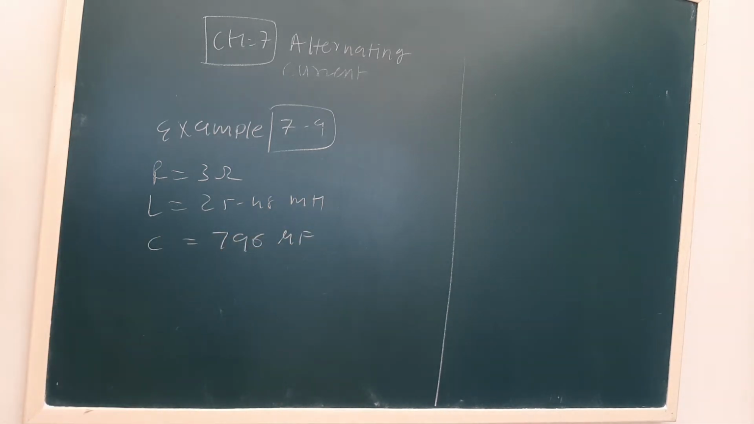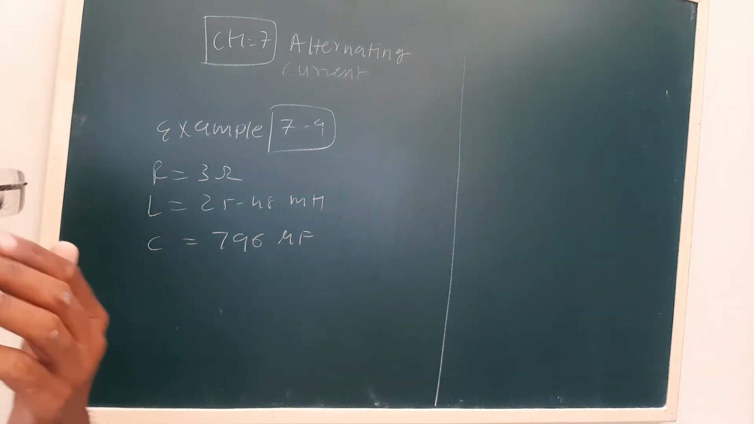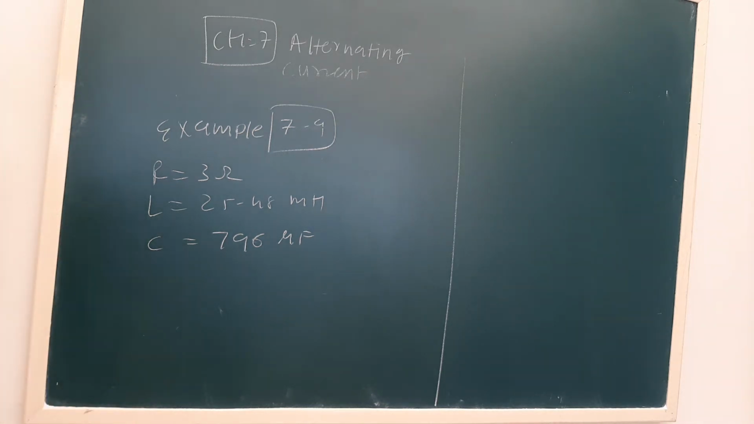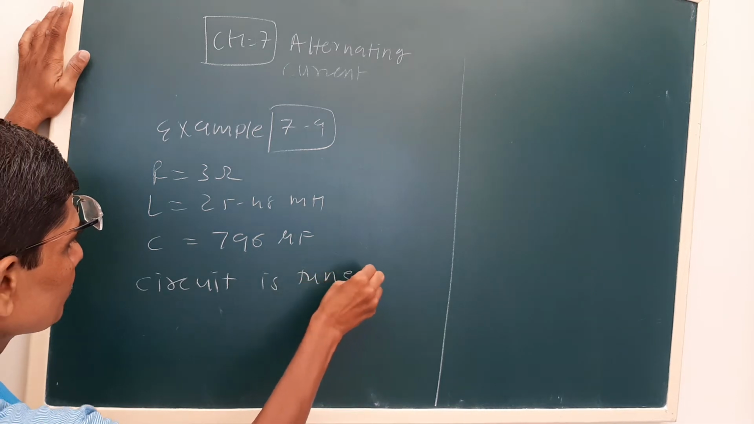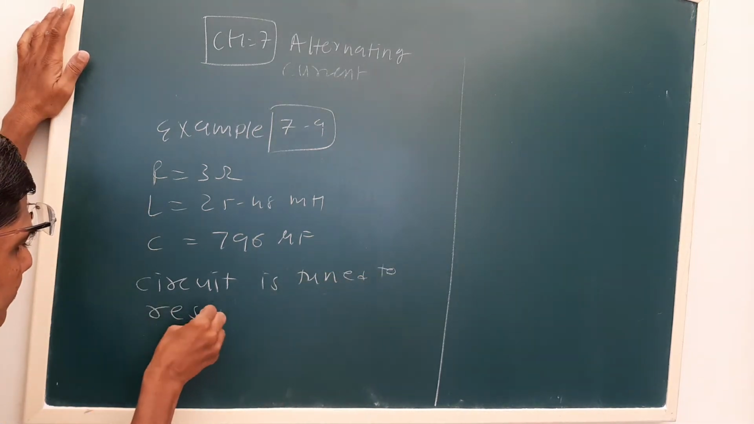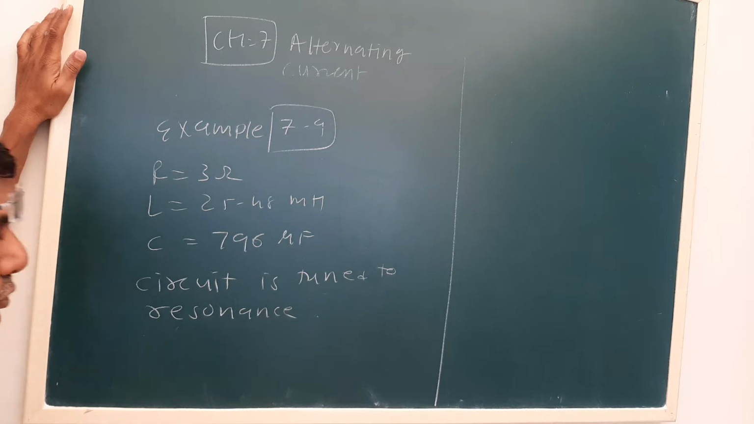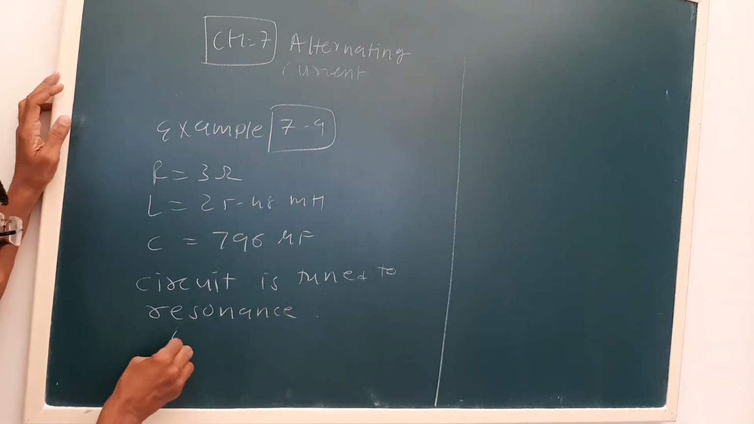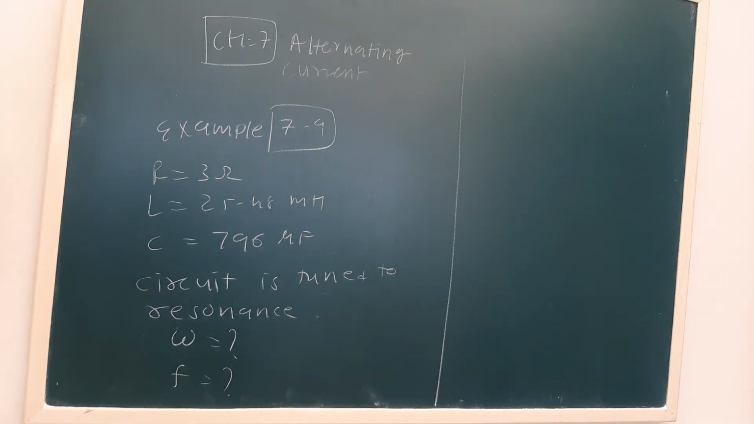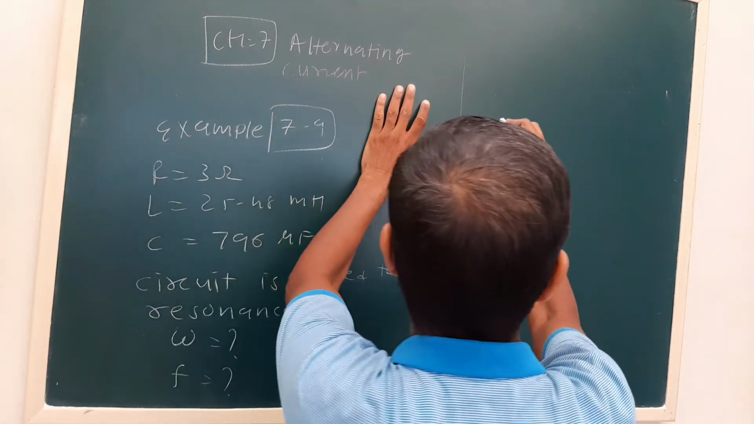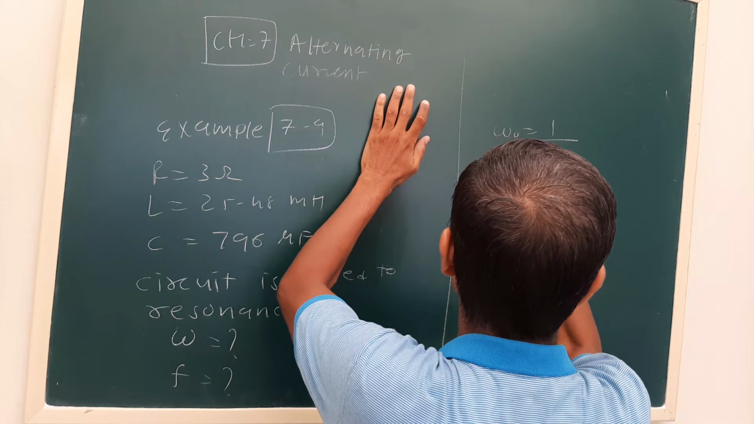See, the only thing is we have to vary the frequency in such a way that we get a resonance. The circuit is tuned to resonance, so we have to calculate for what angular frequency resonance will be achieved, or the frequency. And secondly, the current and the power in the condition of resonance. Now see, for resonant frequency, omega 0 is 1 upon root LC.